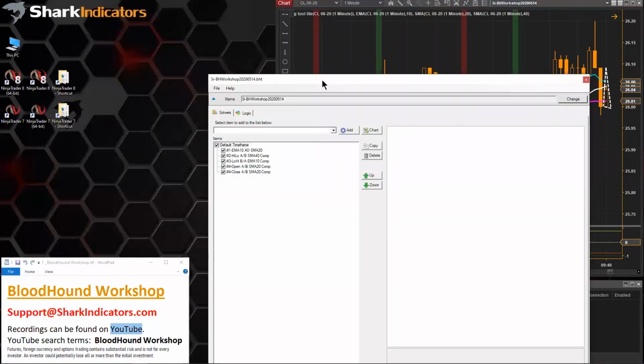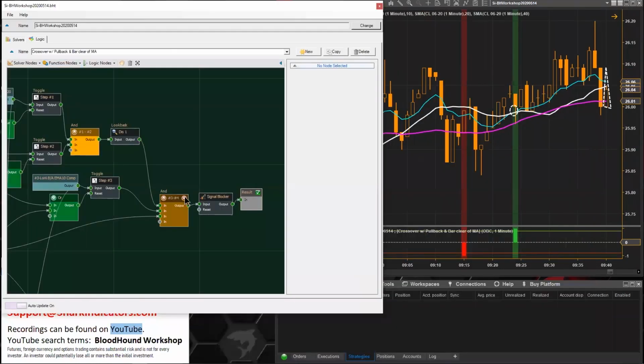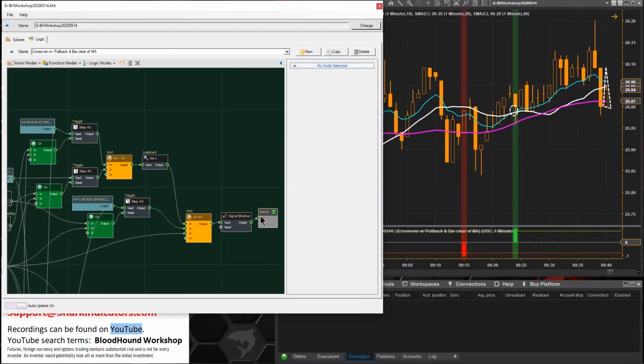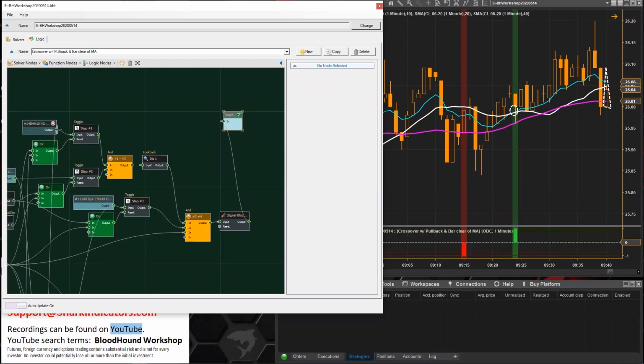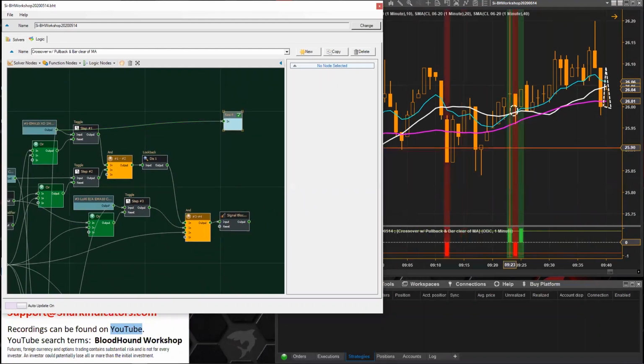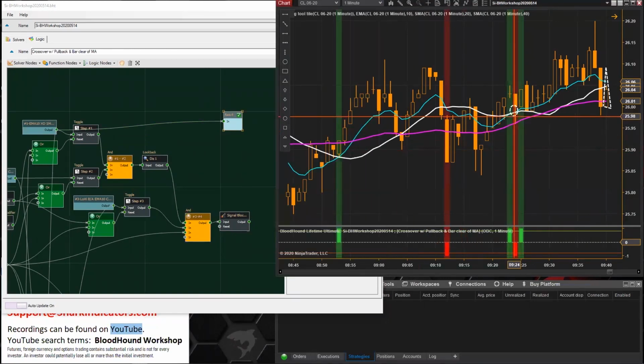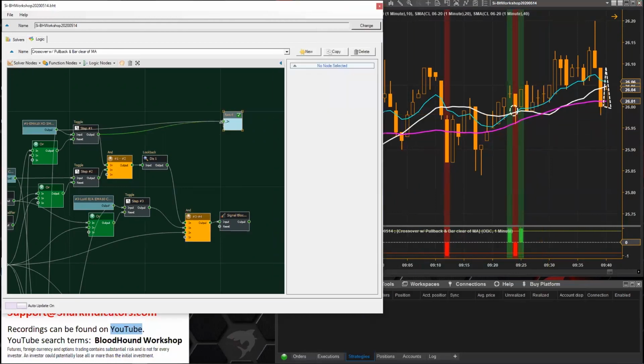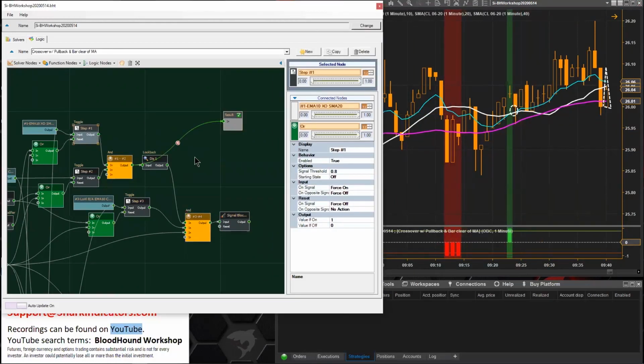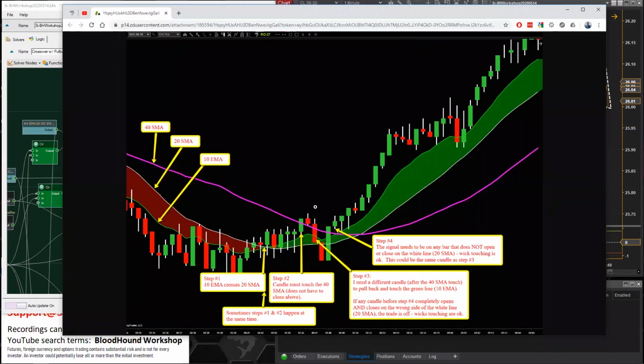So let me take a look at our logic here. I want to take a look at the crossover. We had a crossover, then a cross down, then a cross back up. So we actually have step 1 and 2 happening on the same bar. We have our moving averages crossing, and this bar is above the slow moving average.